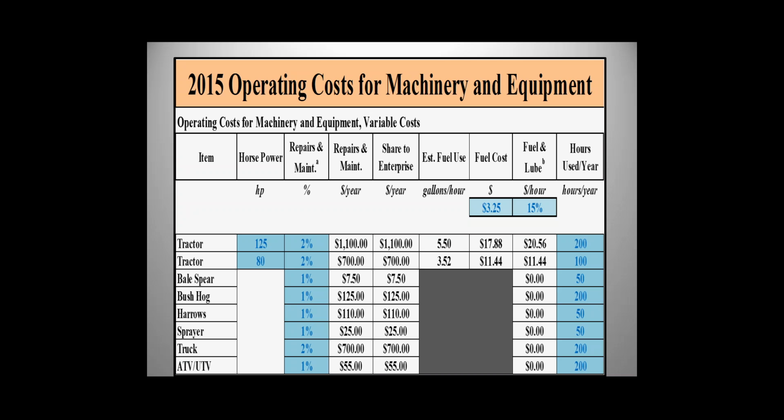It's often surprising to many cattle producers how much they'll spend on operating costs for machinery and equipment. It will definitely be high, given the various uses for tractors and implements around the farm.